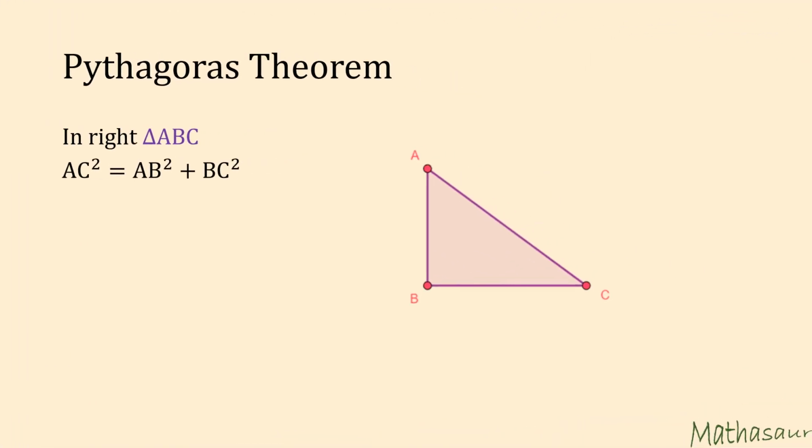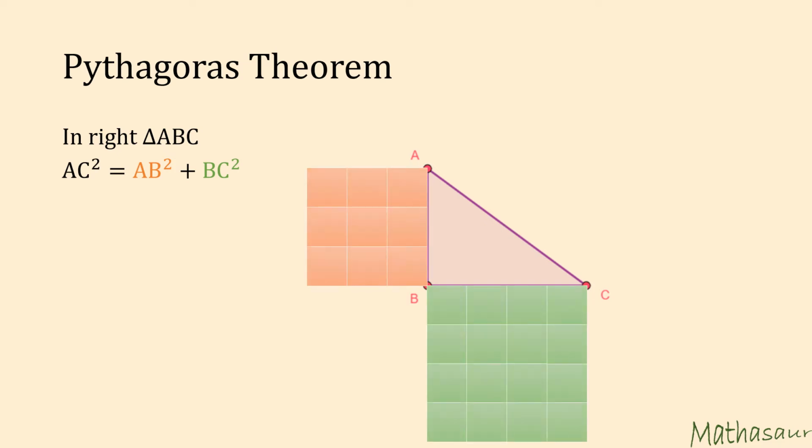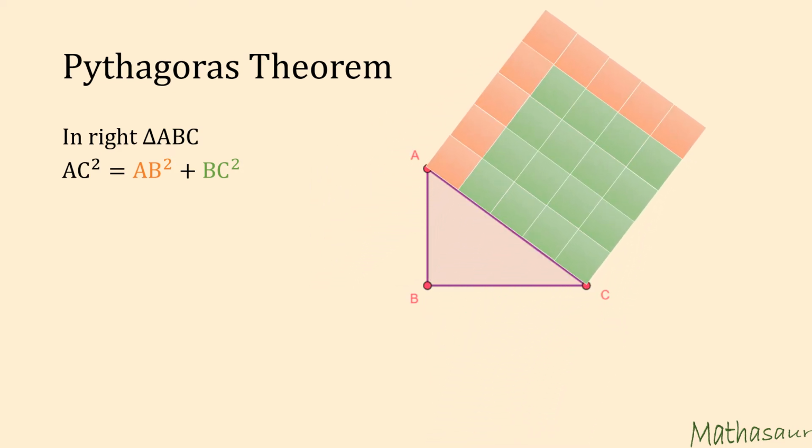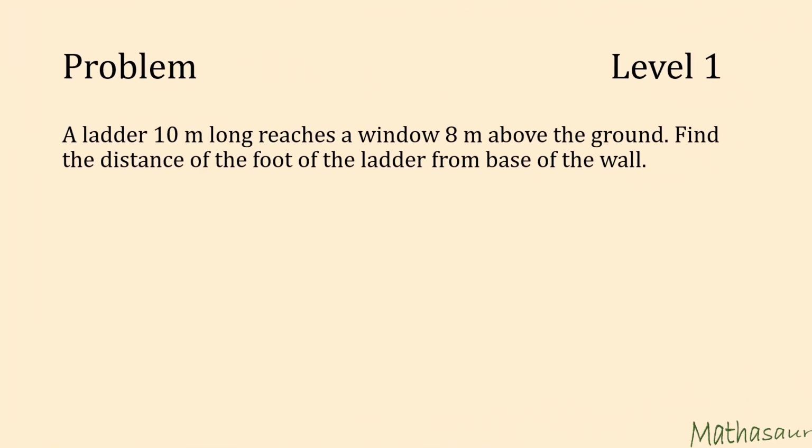Now since we are talking about squares of the sides, let us draw squares on the side AB and BC. So we have an orange square with side AB and a green square with side BC. Let us divide these squares into smaller squares of 1 unit each. We see that the smaller squares fit the square with the side AC. In short, we are saying that the sum of areas of squares with sides AB and BC is equal to the area of the square with side AC. Let us look at a few problems.